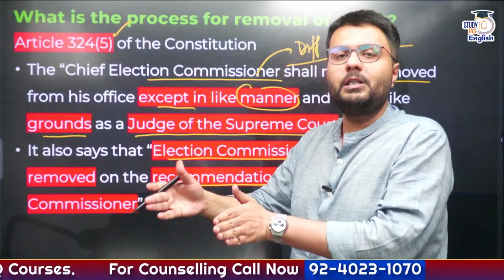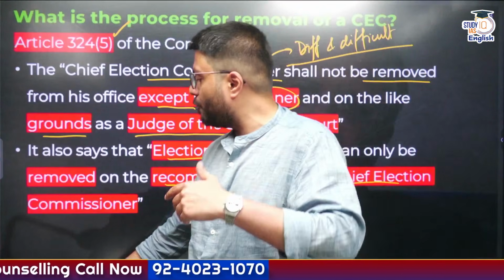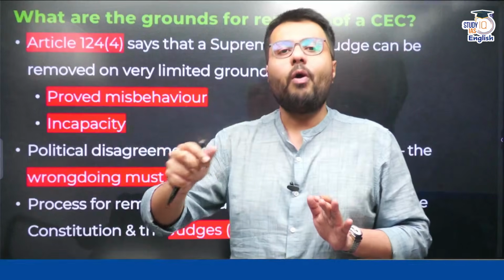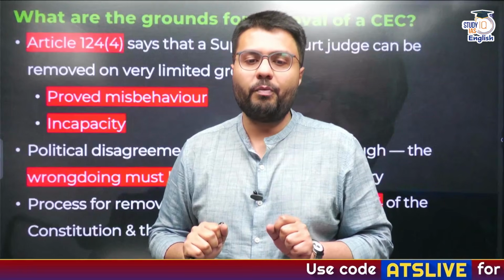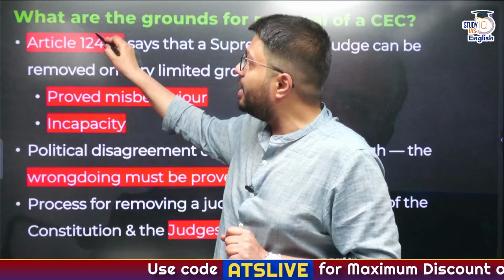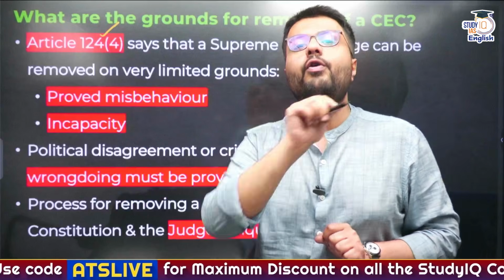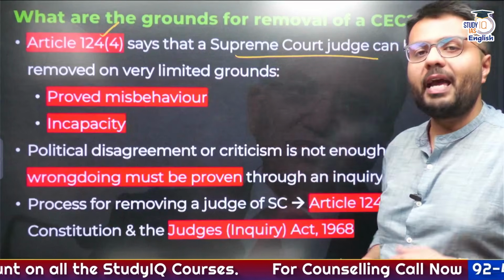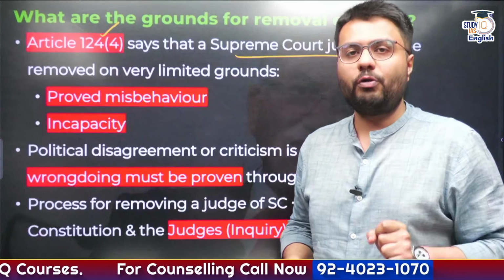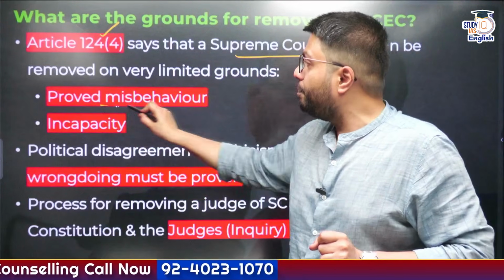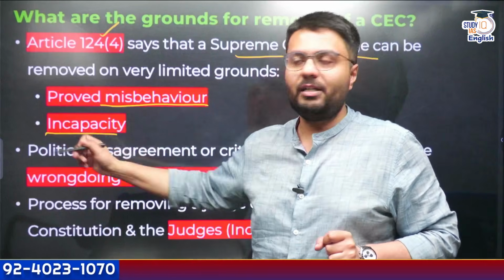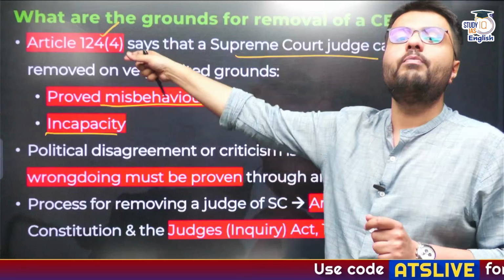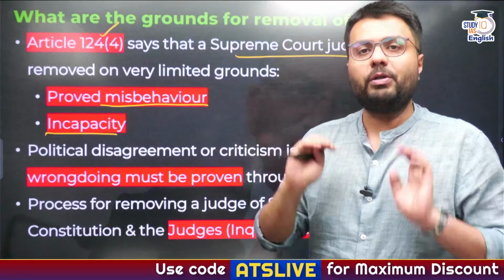It is the same process and procedure as the judge of the Supreme Court. So for that, what is the removal of a judge of the Supreme Court? That will tell us how we, or anyone, can remove Chief Election Commissioner from office. For that, we have to refer to Article 124, particularly subsection 4 of this Article 124 of the Constitution. It says that the Supreme Court judge can be removed based on a very limited number of grounds. What are those grounds? Those are proved misbehavior and incapacity. So only on these 2 grounds you can remove a judge of Supreme Court, and therefore you can also remove the Chief Election Commissioner, because both processes are the same.